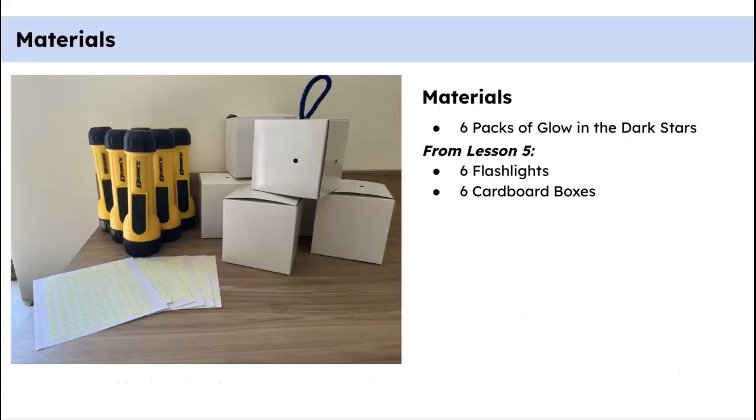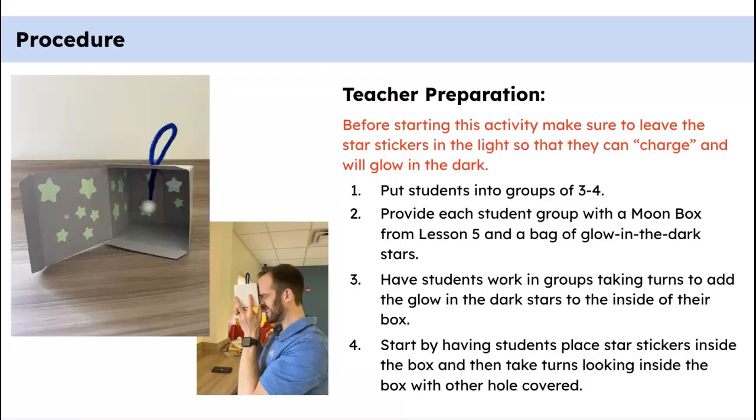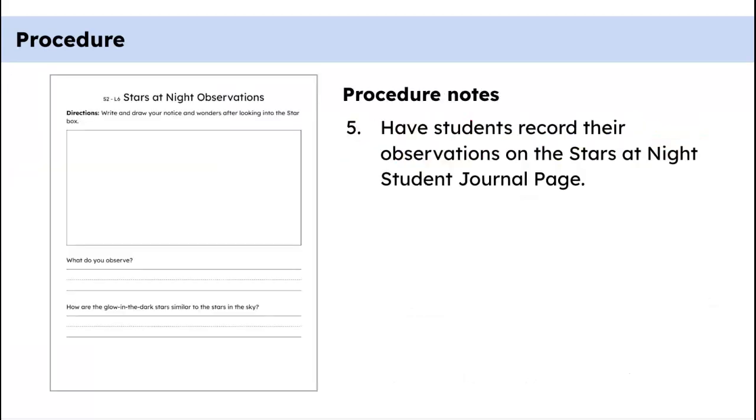For the Elaborate portion, you'll carry out the Star Box investigation. Be sure to see the teacher tutorial slides showing the setup and procedures for this investigation. You'll have students record their observation on the Stars at Night student journal page.